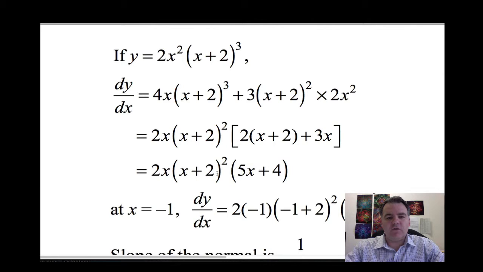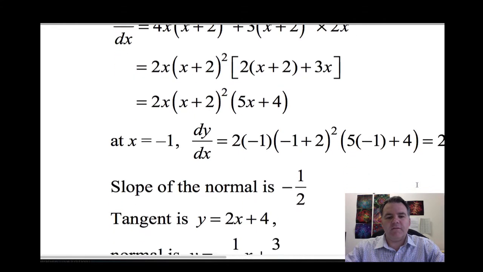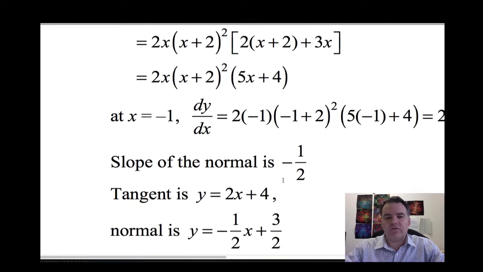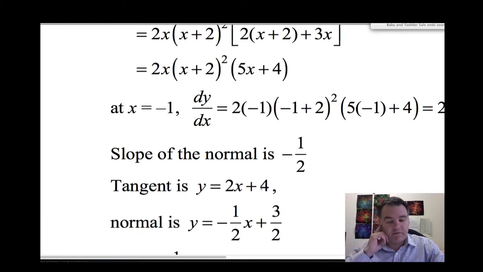Just check and see if you got the right answer there. I've got the working there. If you want to pause and have a look at my working, that's what you should have for the derivative. Substituting in negative 1 tells me that the slope is 2, therefore the slope of the normal is negative 1/2. I can use those two facts to work out the equations, and then I can do something like, well, if the equation of the tangent is y equals 2x plus 4, what's the x-intercept of that line? That is when y is 0, which gives me x is negative 2.